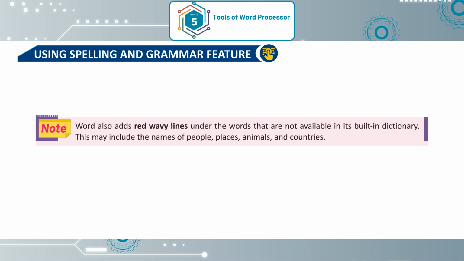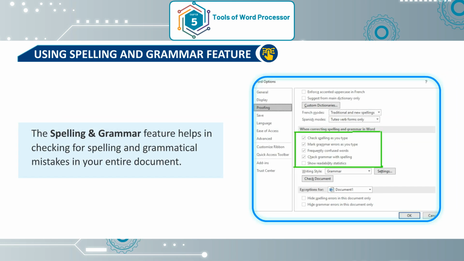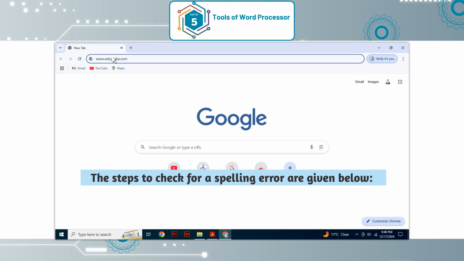Note: Word also adds red wavy lines under the words that are not available in its built-in dictionary. This may include the names of people, places, animals, and countries. The spelling and grammar feature helps in checking for spelling and grammatical mistakes in your entire document. The steps to check for a spelling error are given below.